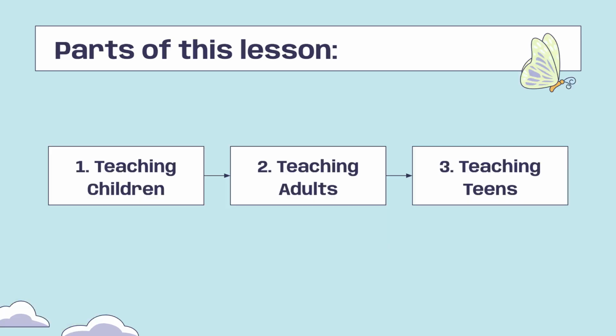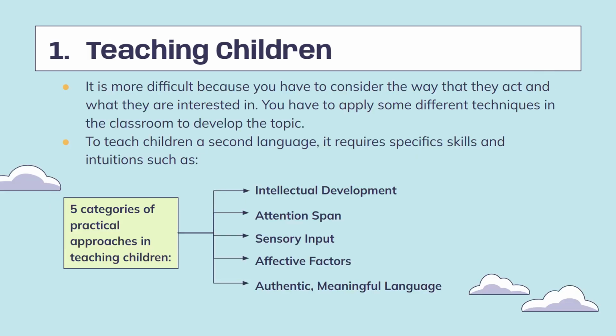There are 3 parts for this lesson. The first part is teaching children, the second part is teaching adults, and the last part is teaching teens. So the first part is teaching children. Teaching children is not always easy because we must think about how they act and what they are interested in. We also need to use different techniques in the classroom to make the topic suitable for them.